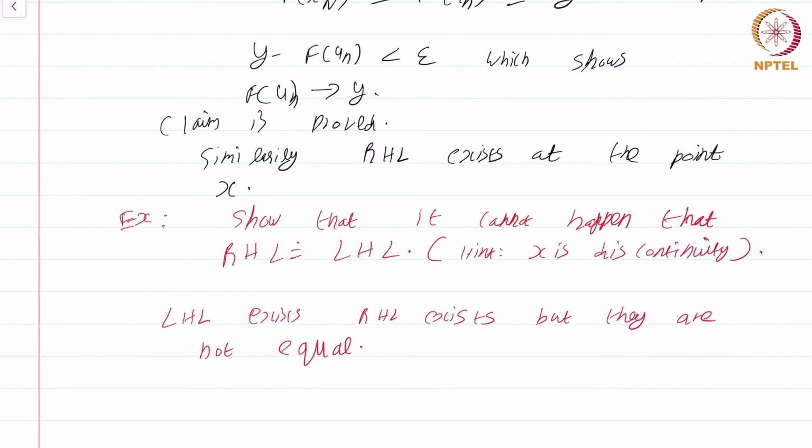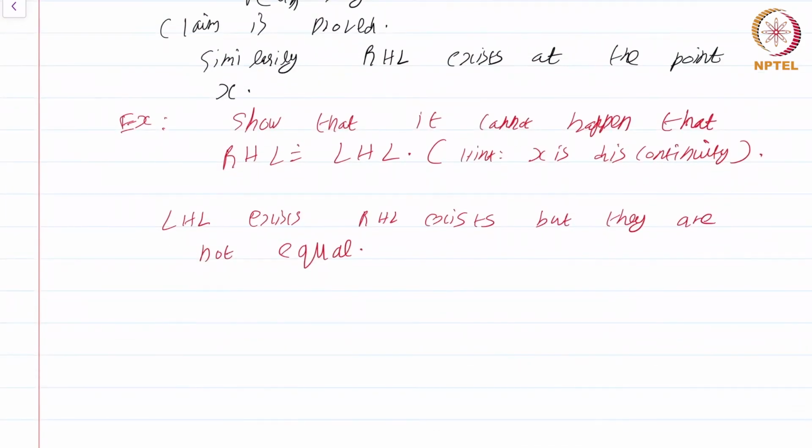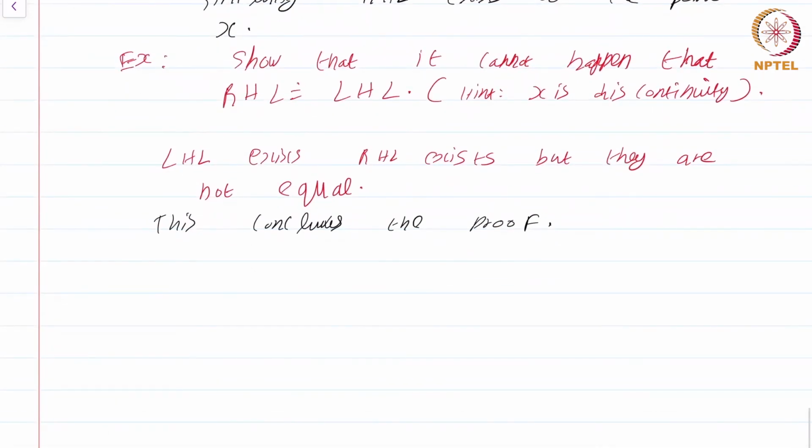Now, this concludes the proof, at least the proof of the first part, that all the discontinuities are jump discontinuities. So now the second part is this fact that the set D of discontinuities is countable.